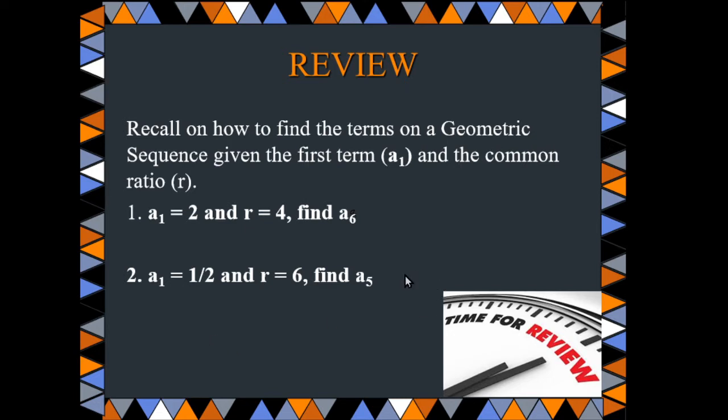We have here two examples. In the first, a sub 1 is equal to 2 and r is equal to 4, and we need to find the sixth term, or a sub 6. For the second example, a sub 1 is equal to 1 half and r is equal to 6, and we need to find the fifth term, or a sub 5.